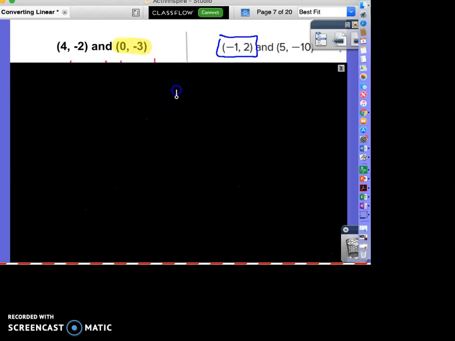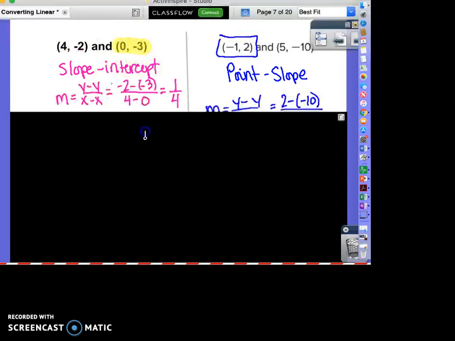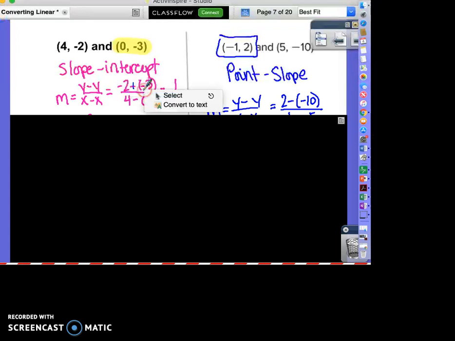Okay, again, you can also, with 2 points, use slope-intercept form. You need the slope and the y-intercept. Here we are given the y-intercept. So we need to find the slope between the two. We're going to subtract the y's. So negative 2 minus a negative 3. This turns into adding a positive. Negative 2 plus 3 is 1.